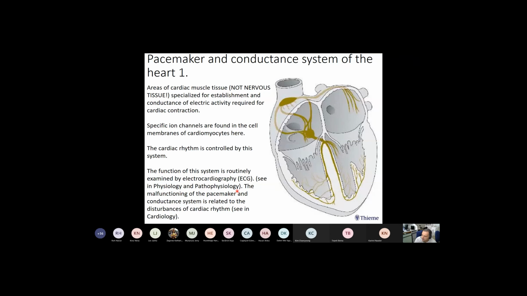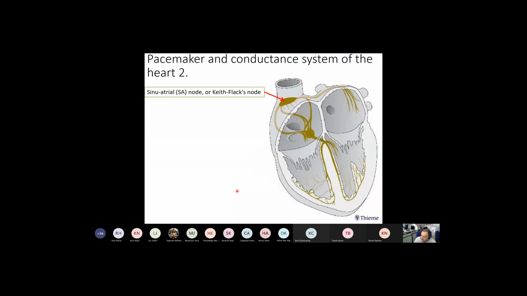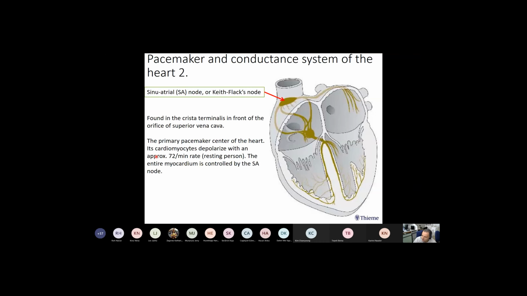And the system may be damaged. In cardiology, you will learn a lot about the medications which may help in these situations. The main center of the system is the sinoatrial or SA node, or Keith-Flack node, which is located in the terminal crest in front of the superior vena cava. And this is the center which gives the heart rate.